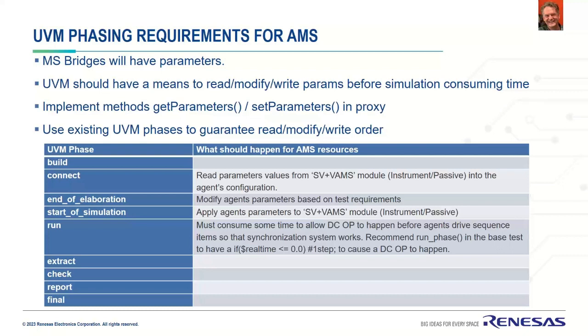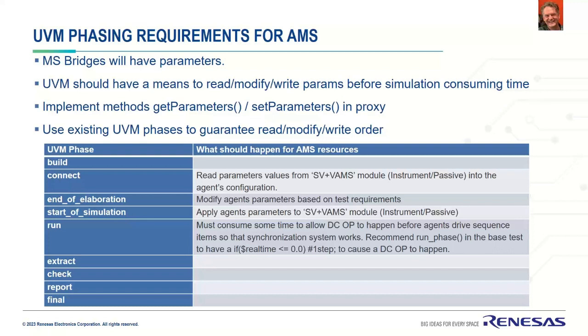Then during the end of elaboration phase, any test level modification that we'd want to do due to our randomization of our test, we would modify the parameters inside those configuration classes during that phase. And then at the start of simulation, we would apply those agent parameters back into the bridge world by calling the set parameters in the proxy.